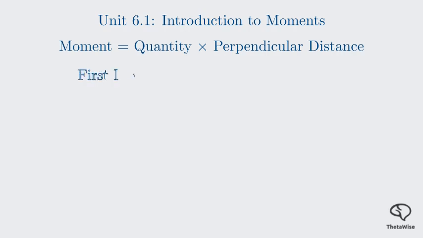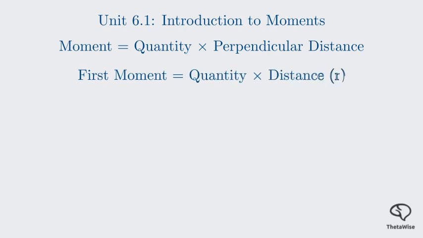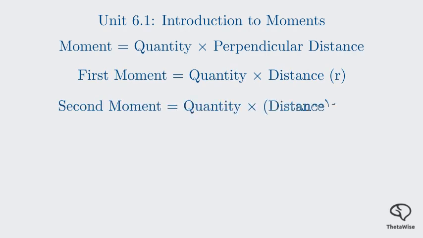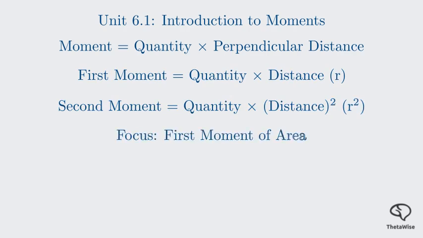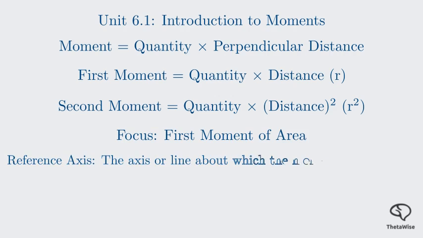We can have different orders of moments. A first moment is a quantity multiplied by the distance. A second moment, also known as the moment of inertia, is the quantity multiplied by the square of the distance. For our N6 work, we will focus primarily on the first moment of area. The reference axis is simply the line or axis about which we are calculating the moment. In most of our problems, this will be the x-axis or the y-axis.